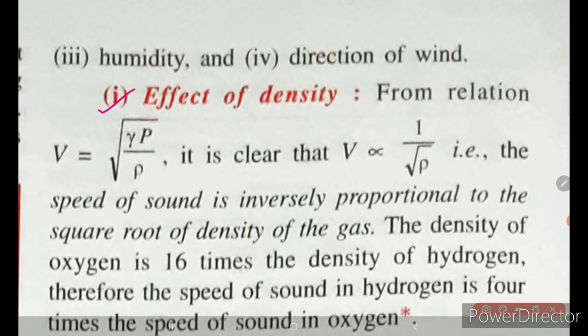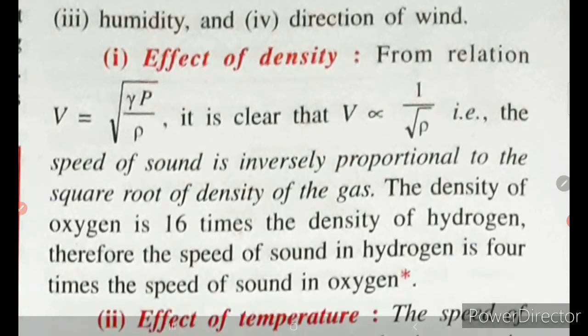From the relationship V equals under root gamma P upon rho, it is clear that V is inversely proportional to the density. In fact, we can say V is inversely proportional to the square root of the density. The density of oxygen is 16 times the density of hydrogen. Therefore, the speed of sound in hydrogen becomes 4 times, because the square root of 16 is 4, the speed of sound in oxygen. So here what we learn is the speed of sound is inversely proportional to the density.